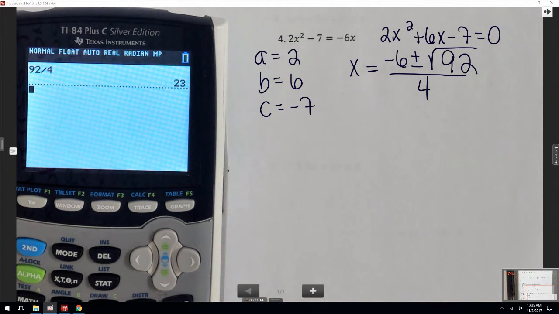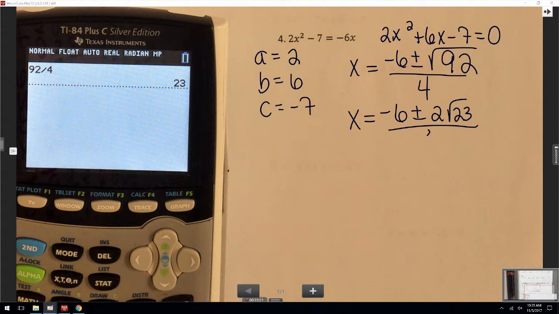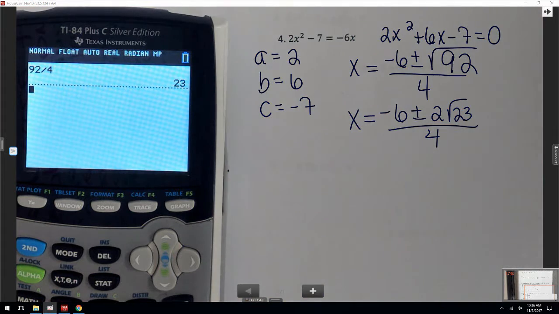All right, so this would be -6 plus and minus 2 square root of 23. Where did I get the 2 from? The square root of 4. There you go. And then over 4. Did I lose anybody by skipping that step? Okay. Can you combine those together? Can you add the 6 and the 2? The -6 and the 2? No. Why? Because the 2's got what?